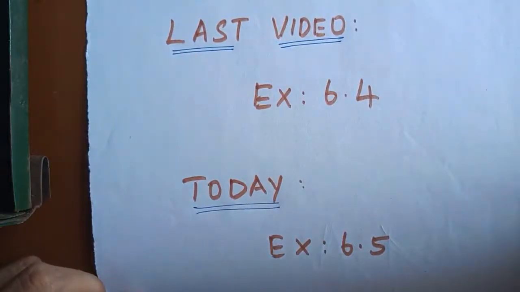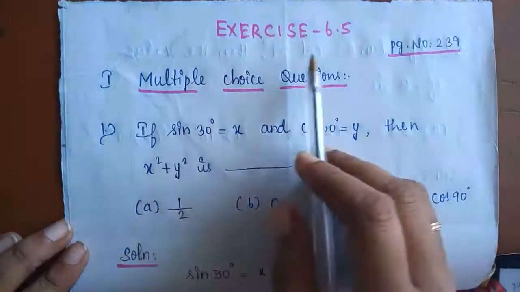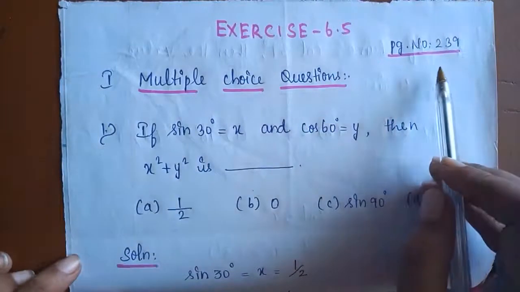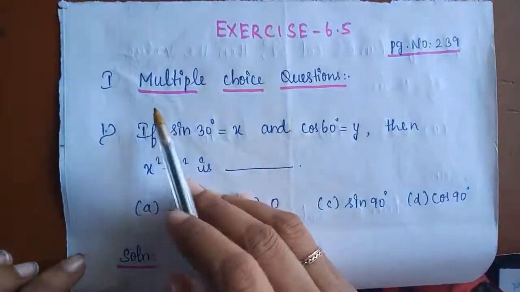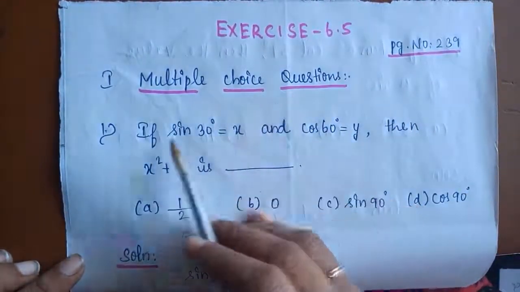Today we are going to see exercise 6.5, 1 marks. Exercise 6.5, page number 239. First one, multiple choice questions.